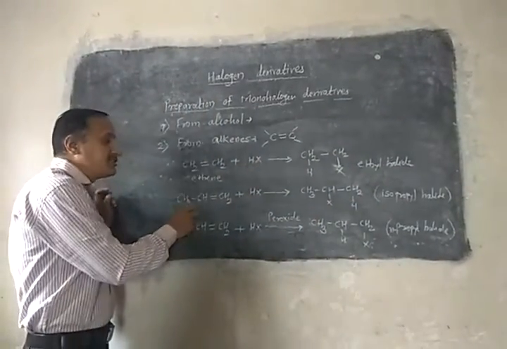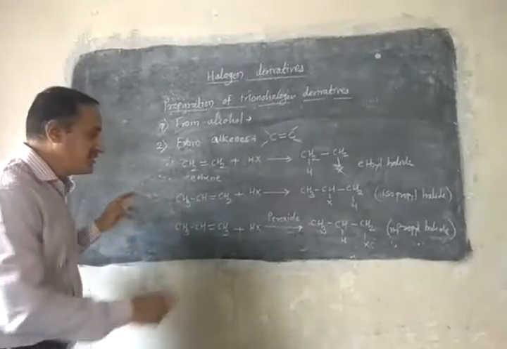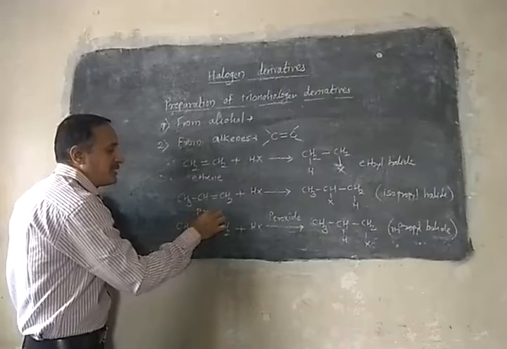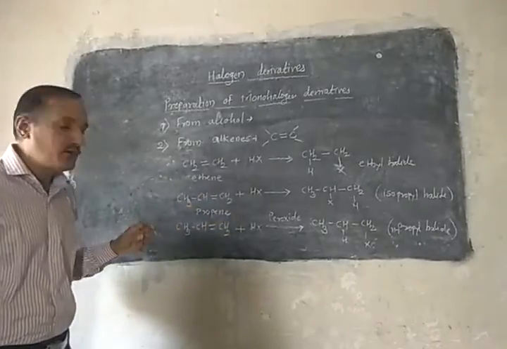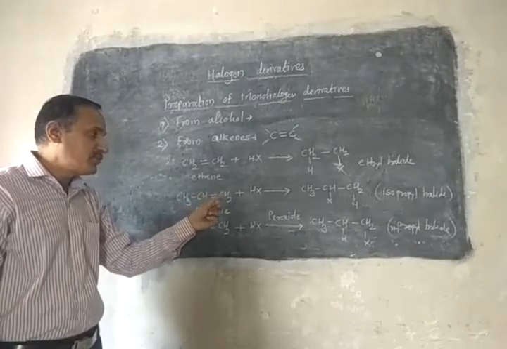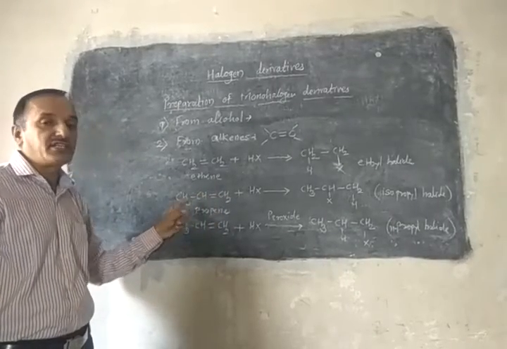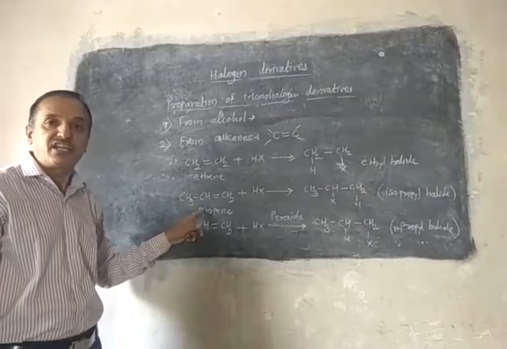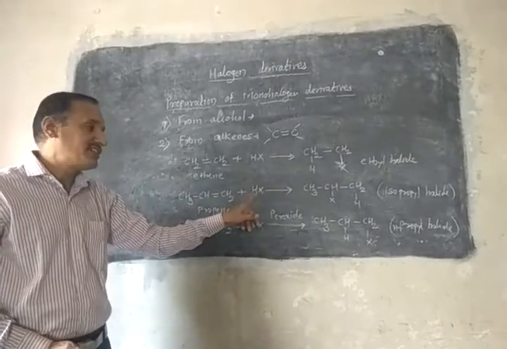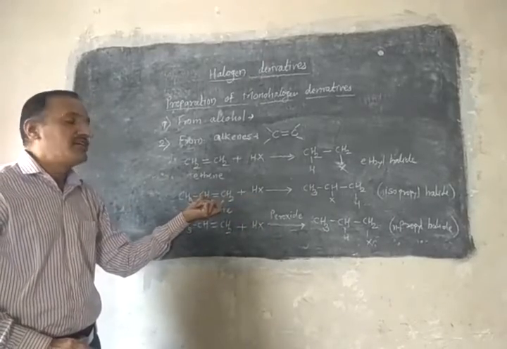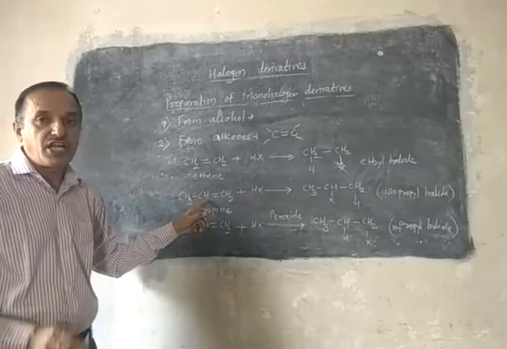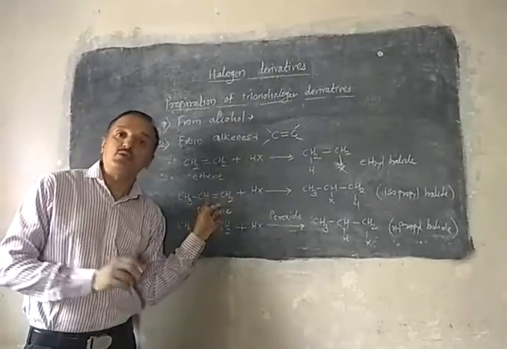Now if we take an unsymmetrical alkene, that is propene. It is ethene, it is propene. Now in this propene, if you see both sides of the double bond, on one side there is only one carbon, on the other side two carbon atoms are there. So it is called an unsymmetrical alkene. Now this hydrogen halide again adds to this unsymmetrical alkene. This addition takes place according to the Markovnikov rule.